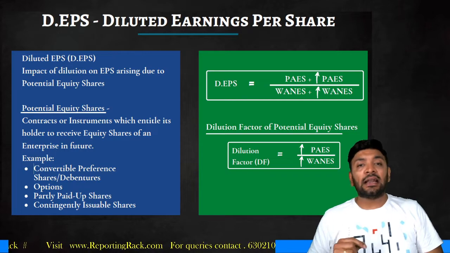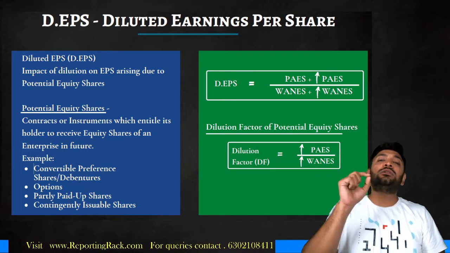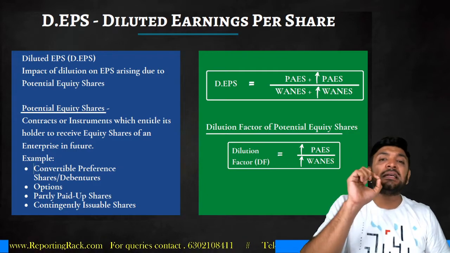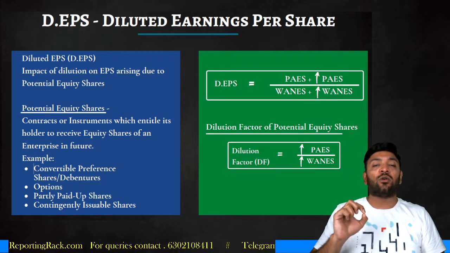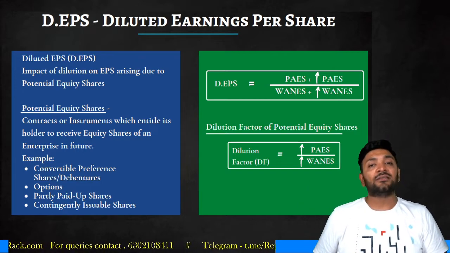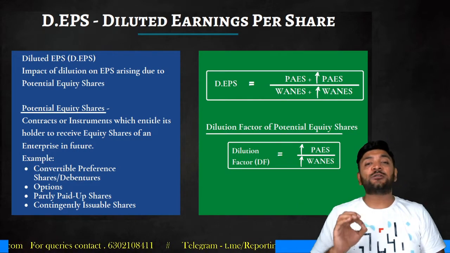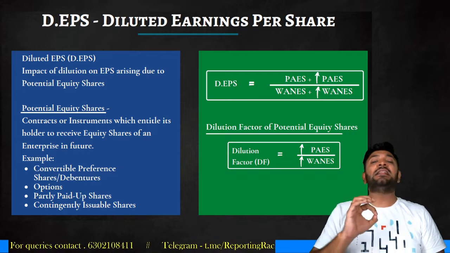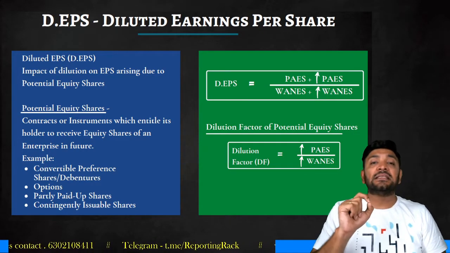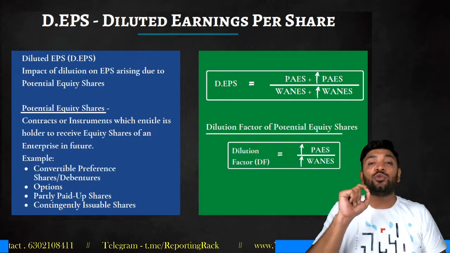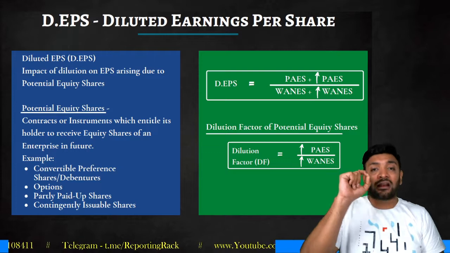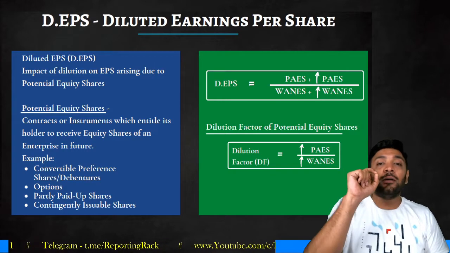How do I calculate a dilution factor? The dilution factor of any potential equity share is the increase in profits available to equity shareholders divided by the increase in weighted average number of equity shares. So increase in PAES by increase in WANS, when these potential equity shares get converted into equity shares, is called the dilution factor. That is the effect of dilution or reduction in the value of basic EPS.